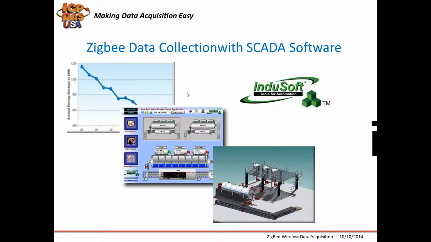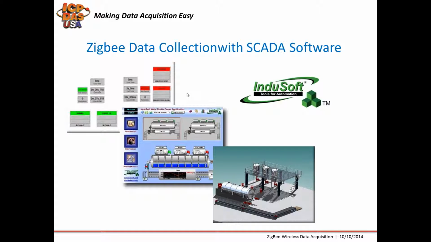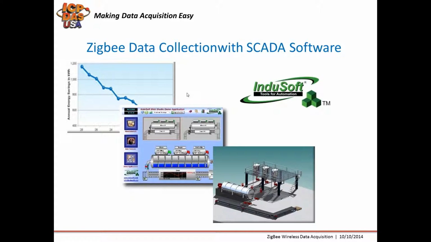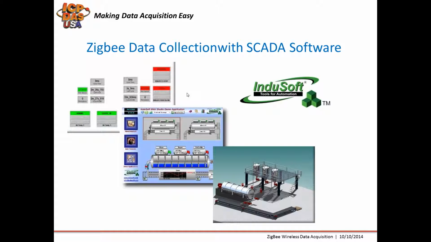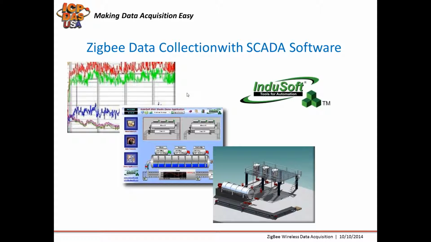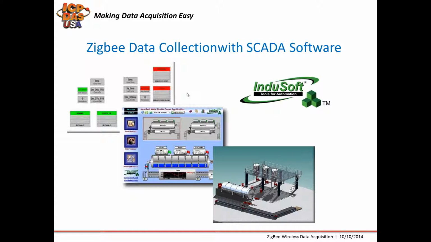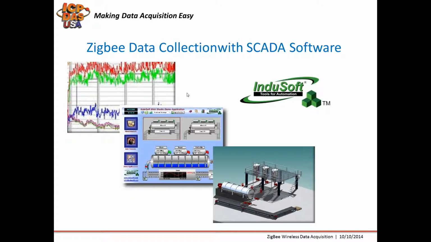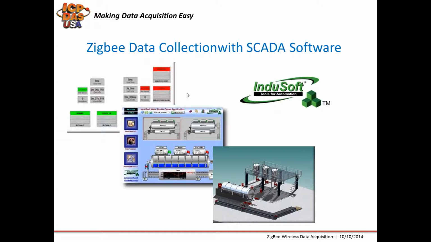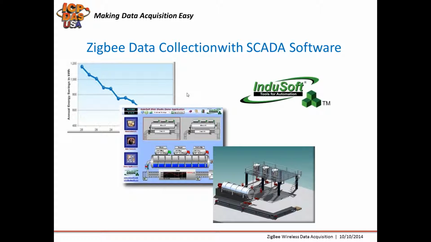SCADA software can be used with wireless networks for more advanced applications that may need to support multiple users, generate reports, use recipes, and use animated graphics. SCADA software offers web publishing capabilities for remote access through a web browser. Different users of the SCADA software can have different permission levels and can also have access to different areas of the system.